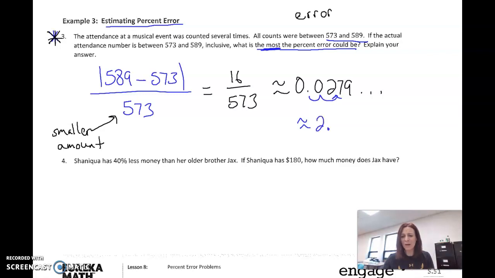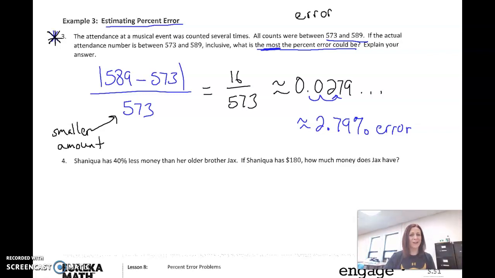I know I haven't been using approximately, but that's because I had repeating decimals, so I was putting repeating bars over them. This one is all random, or at least it looked random. So I'm going to say it's approximately equal to a 2.79% error. That's the most it could be. By taking either of those numbers, the most we're going to be off is 2.79%. Okay, so that one's a little bit different.